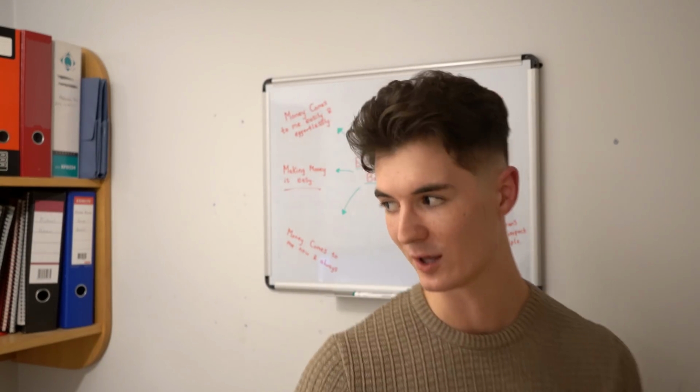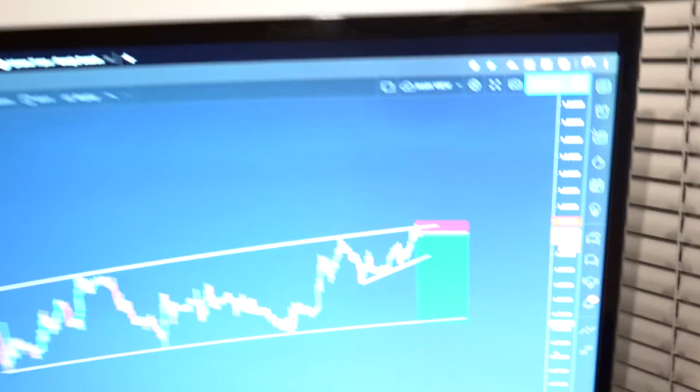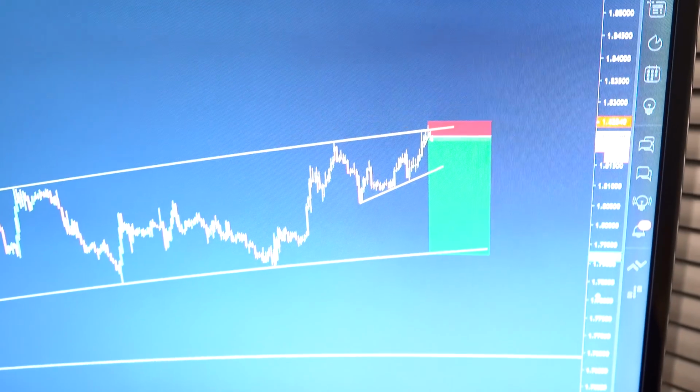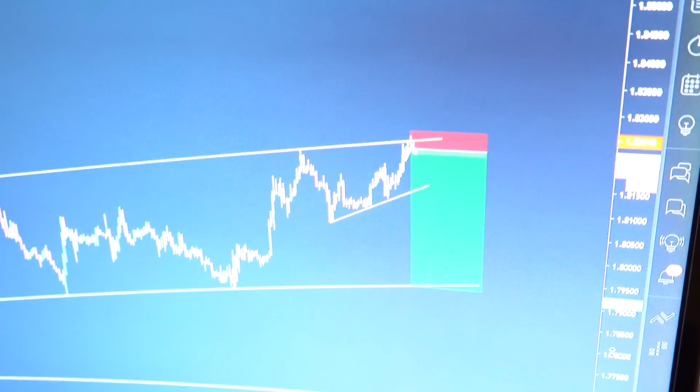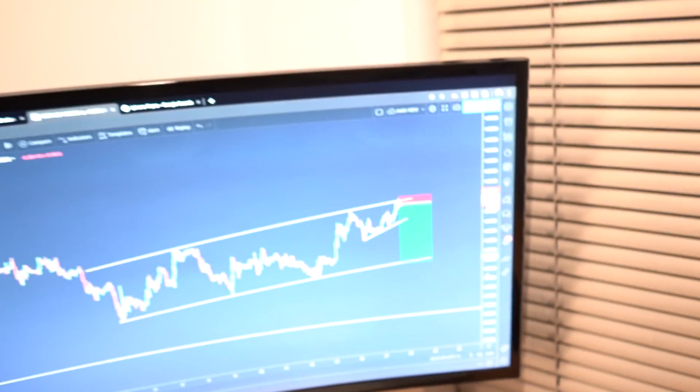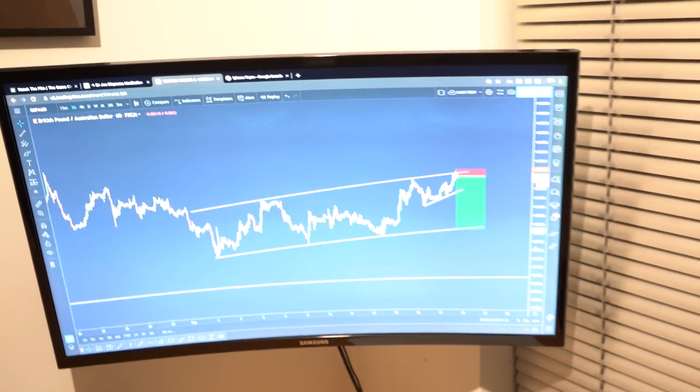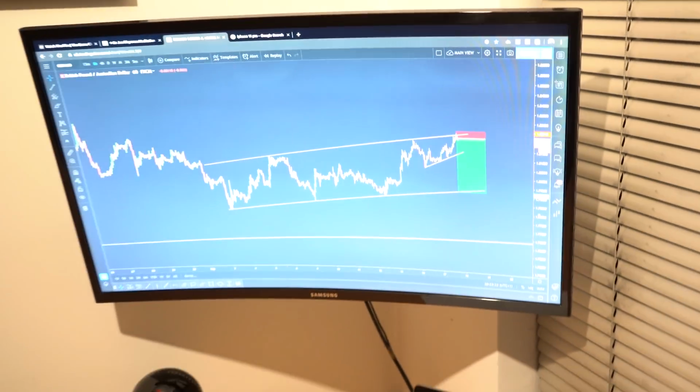So hopefully that helps. In terms of Pound Aussie, it's been a couple of hours since I last showed you. It hasn't really moved, to be honest. I don't know if you can see that. It's currently hovering around break even. So I will update you in a few hours, see how that plays out, and keep you updated.